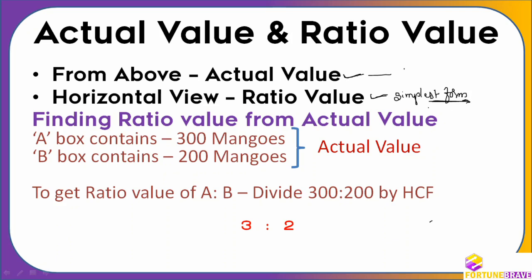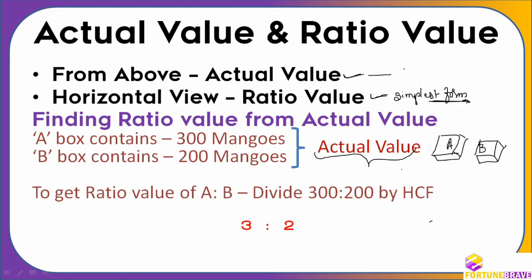Therefore, when we want to find out the ratio value from the actual value, how do we do it? Say for example, we'll take this example of a box that contains 300 mangoes. There are two boxes here, and in these two boxes there are mangoes. This is A box and this is B box, and this contains 300 mangoes and this contains 200 mangoes. These are the actual values.